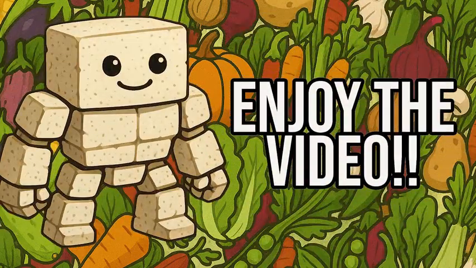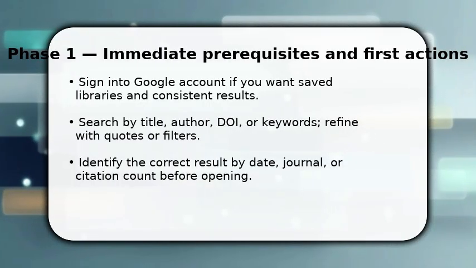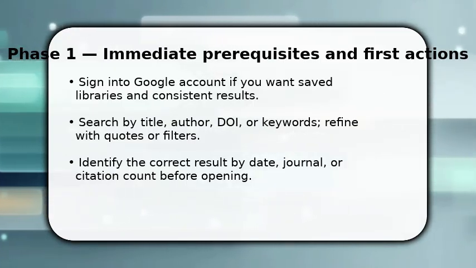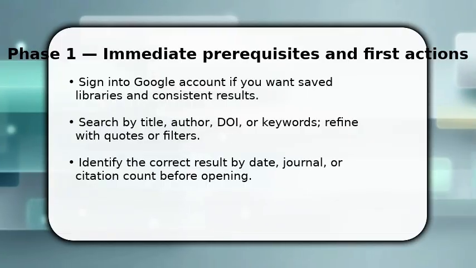Please enjoy the video. You start on Scholar.Google.com, sign in if you prefer saved libraries, but you can copy links without signing in. Type the exact title, author, or DOI into the search box to narrow results quickly and press enter. Scan the list for the correct journal, date, or citation count to avoid wrong versions.